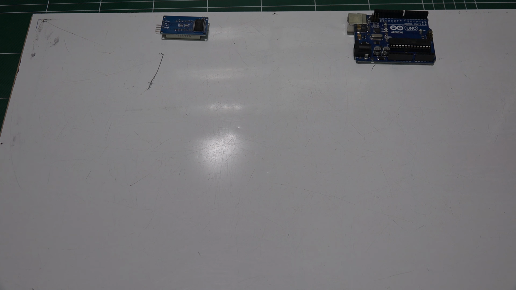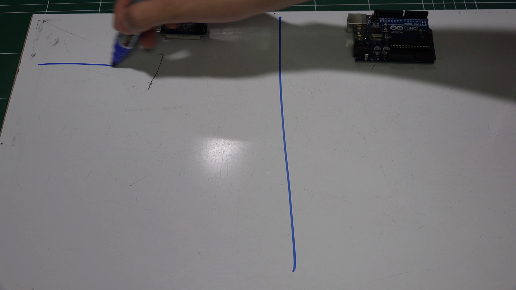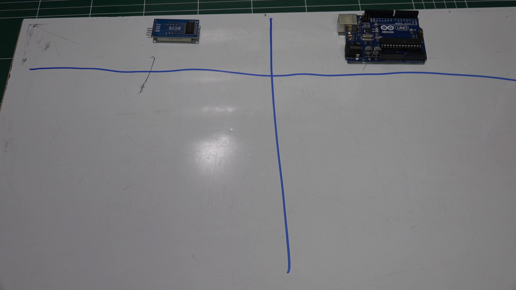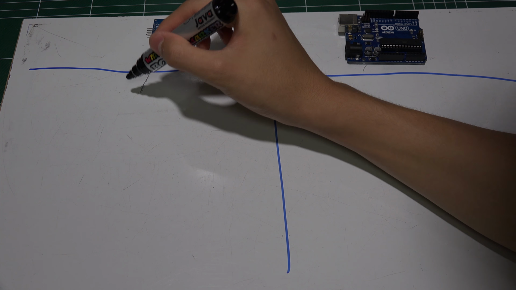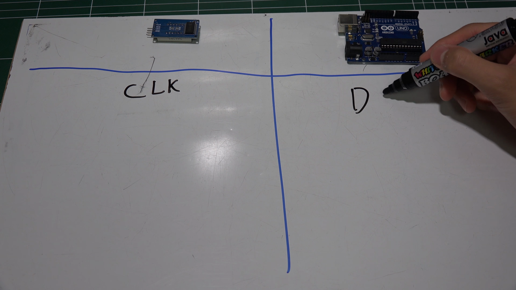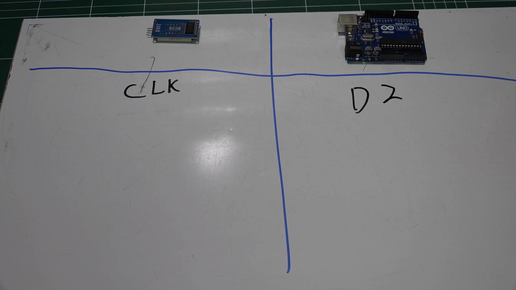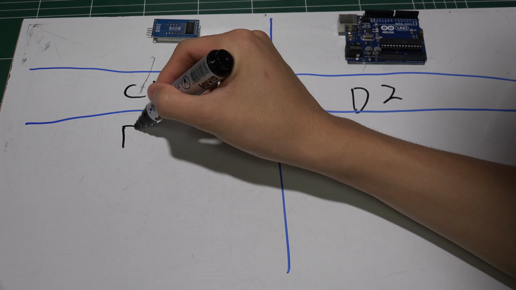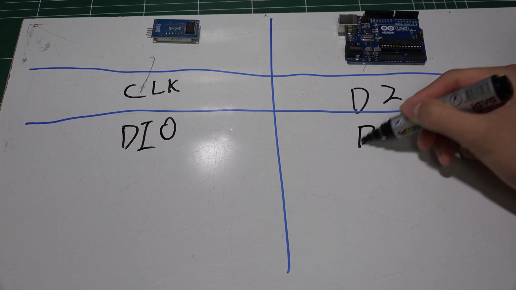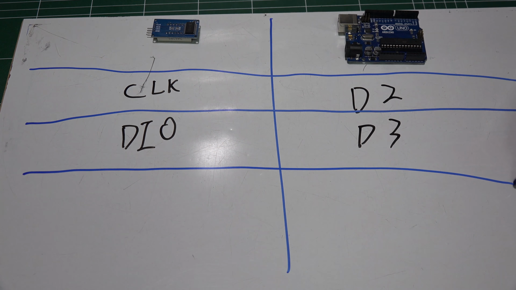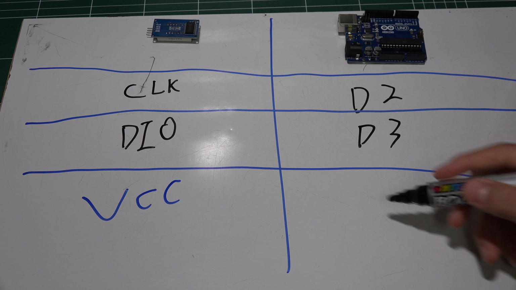So we will divide it in half, and on here first we will connect this clock pin to Arduino digital 2, and then we will connect the data pin to digital 3, and then we will connect VCC. Oops, sorry, but it will go fine.